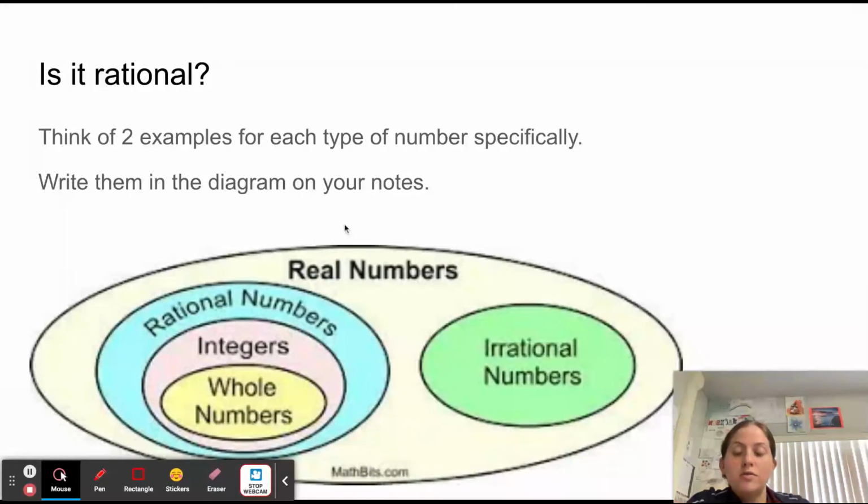So what I want you to do is in your notes, you'll have this diagram. I want you to think of 2 examples for each type of number. Rational numbers as a whole, including those fractions and decimals. Integers and whole numbers, and irrational numbers here.